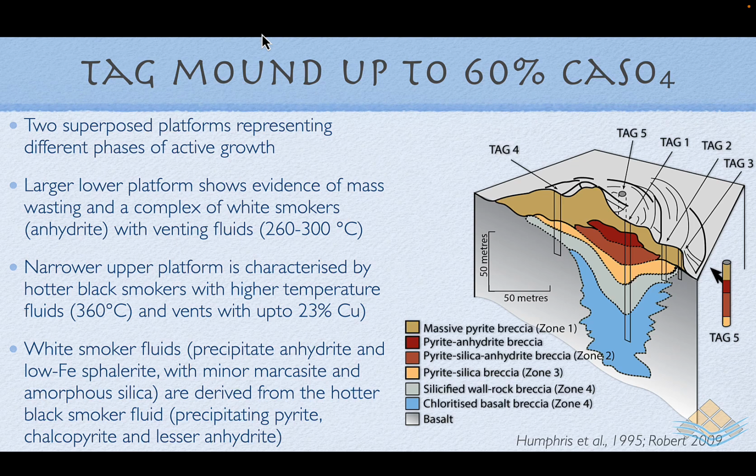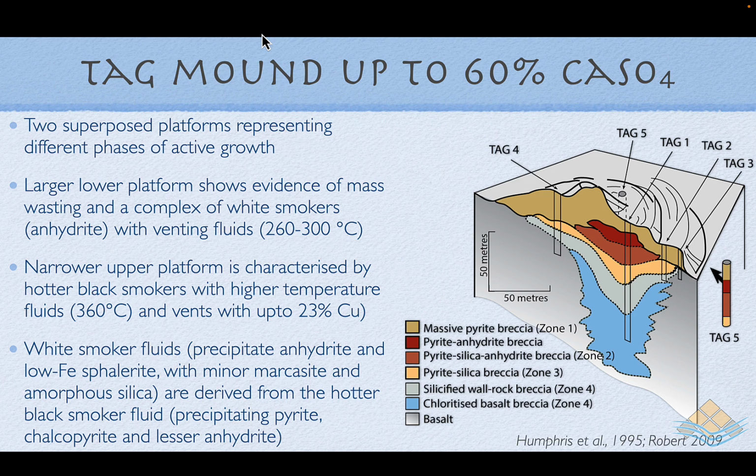The more extensive, larger platform, by the way, this is showing you the positions of the cores that were collected on Tag Mound, Tag 1 through Tag 5 by Humphreys and others back in 95, and there's an excellent paper by Robert in 2009 describing the geological history and its evolution of Tag Mound. So this is documented, not inferred, subsurface material.